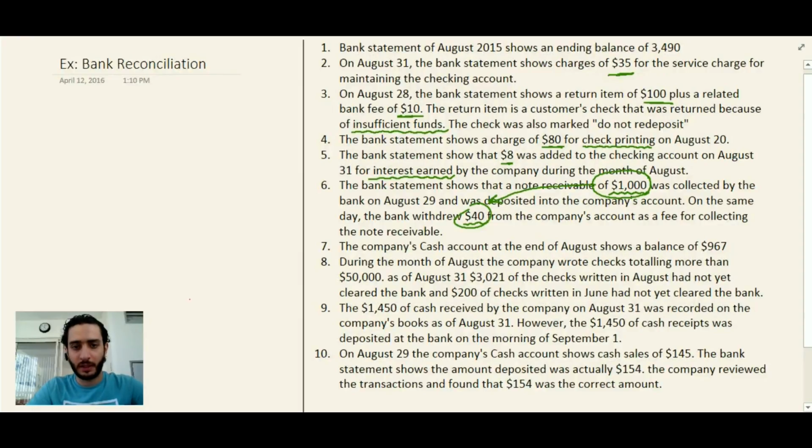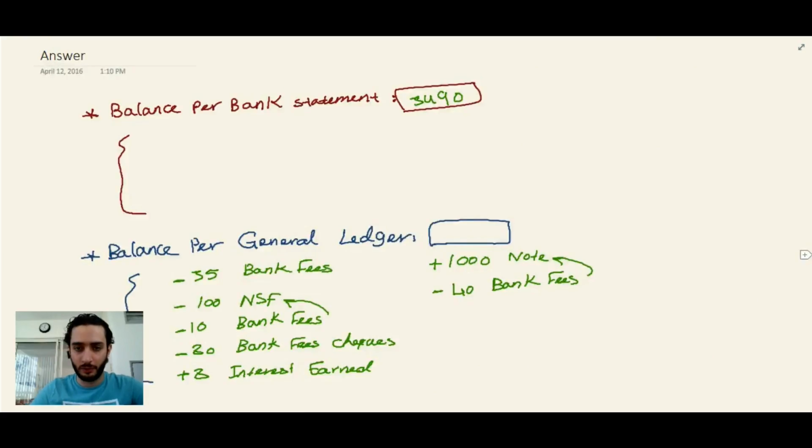The company's cash account at the end of August shows a balance of $967. So this is the balance per general ledger. So 967, what we started with.